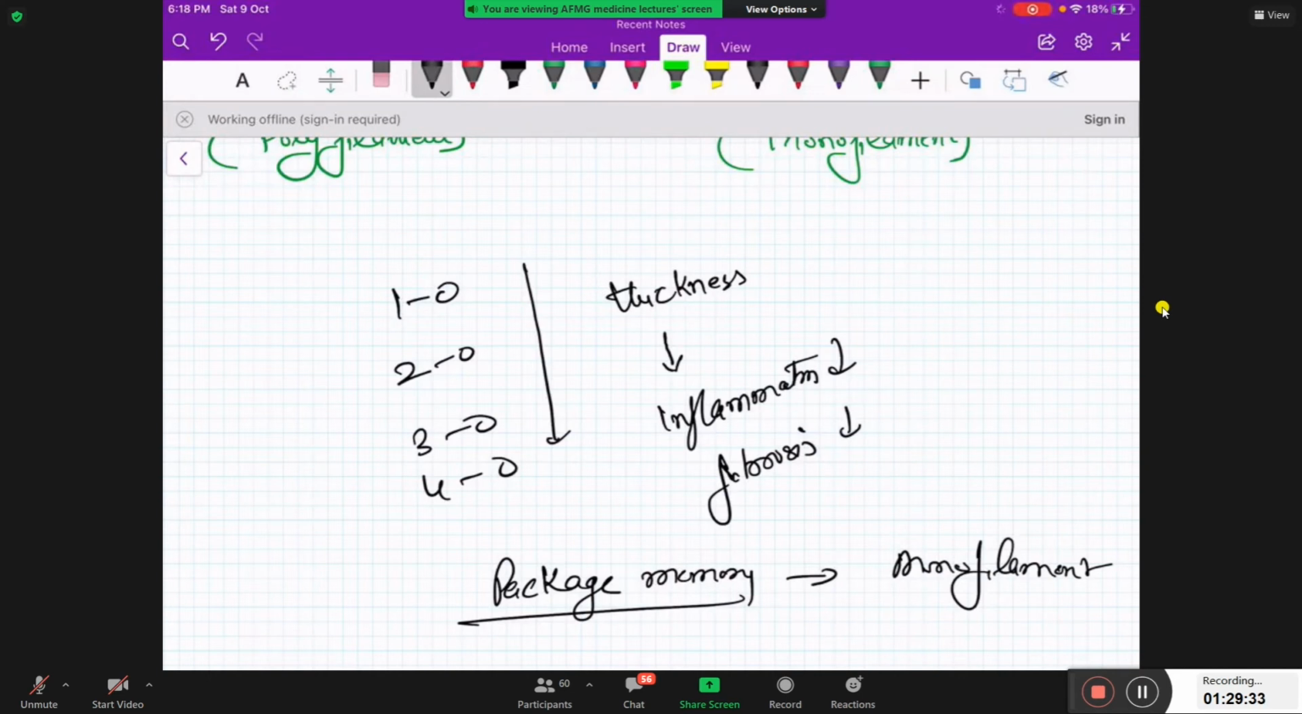Now, tell me, there is a suture material, 3O. One 3O is a braided, another 3O is a non-braided, which will have a more inflammatory reaction? Obviously, more inflammatory reaction, more fibrosis, more scarring. Agreed? So if there is a 3O vicryl and 3O monocryl, which will have a more inflammatory reaction?